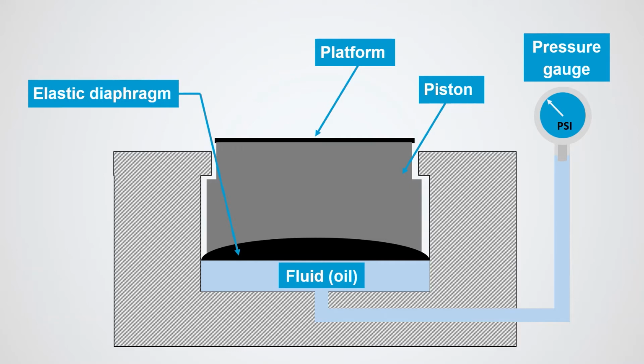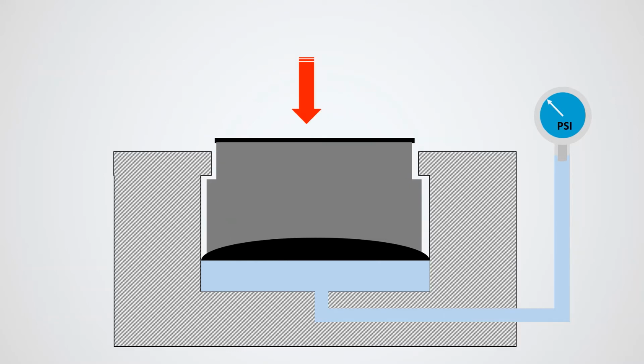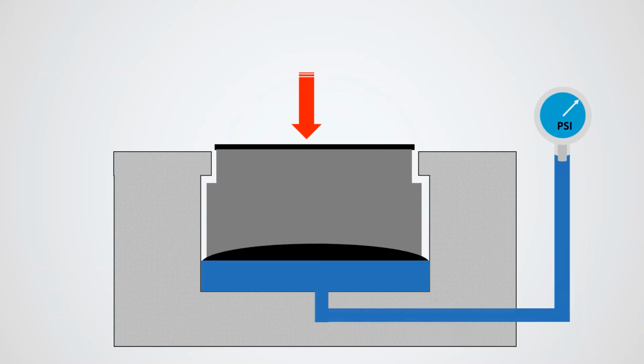When a load is placed on the loading platform, the piston applies pressure to the liquid contained inside it. The increase in liquid pressure is proportional to the applied force or weight. After calibrating the pressure, you can accurately measure the force or weight applied to the hydraulic load cell.